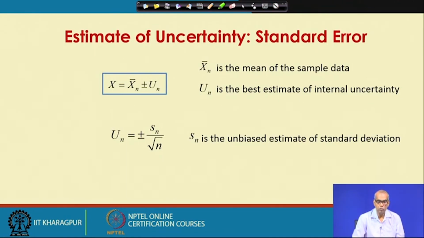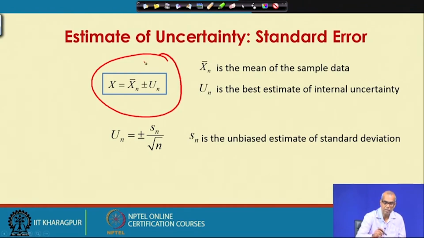So, this is how we estimate or represent the uncertainty. We use standard error. If x n bar is the mean of the sample data and u n is the best estimate of internal uncertainty, we will represent the measured data as the mean plus or minus the best estimate of uncertainty. So, x is x bar plus or minus u.